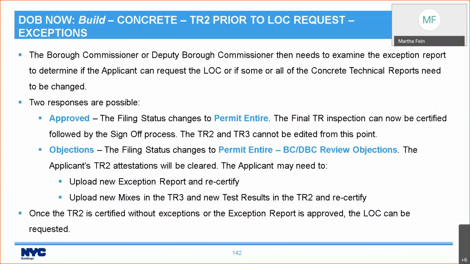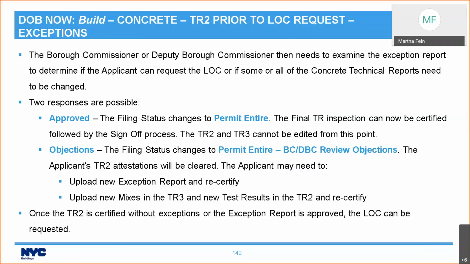The borough commissioner or deputy borough commissioner looks at the exception report and determines what can be done on the filing, if the applicant can request the LOC, or if some or all of the concrete technical reports need to be changed. So they can approve the filing. Approving the filing is essentially saying these exceptions are not big enough to cause a problem. If they approve the filing, status changes back to permit entire, at which point the final TR inspection can be certified, followed by the sign-off process. If it's approved, the TR2 and TR3 cannot be edited anymore.